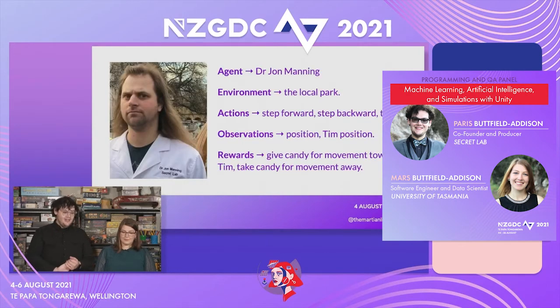Here is our John robot. The agent is Dr. John Manning. The environment is the local park in Hobart, a lot like Wellington. The actions are step forward, step backwards, and turn. He can see Tim's position, and he knows his own position. And he gets a reward when he moves towards Tim, and he loses a reward when he moves away from Tim. Pretty straightforward.